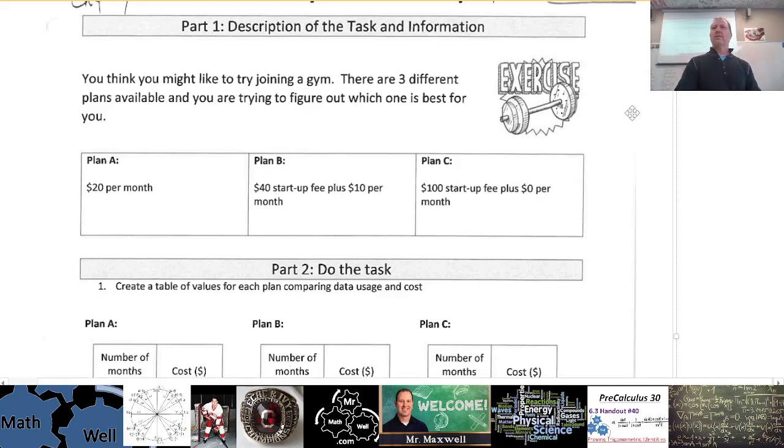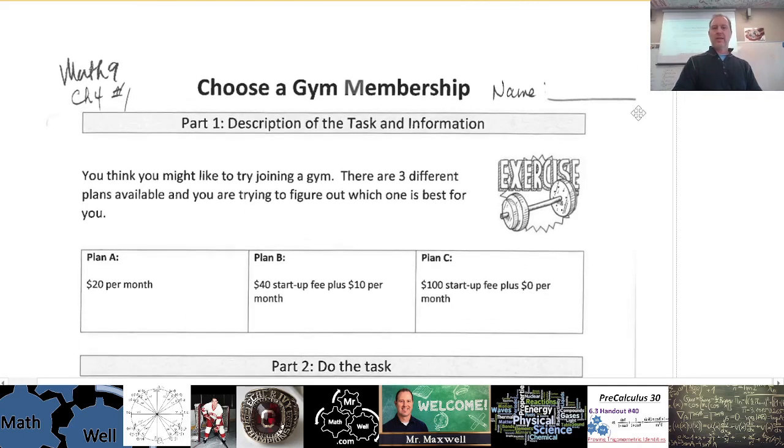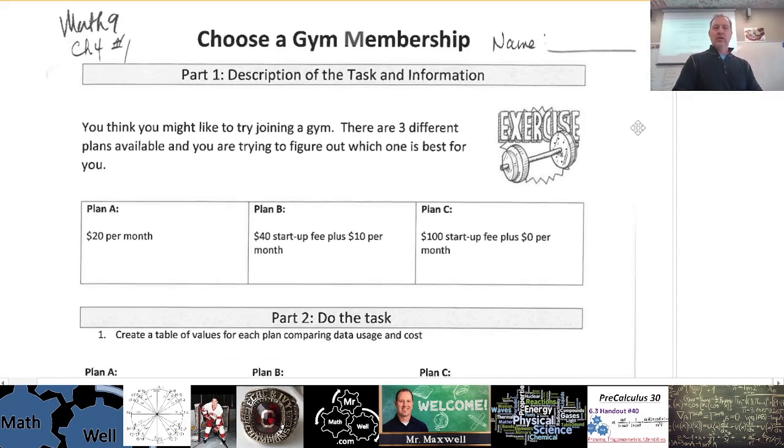So there are different kinds of memberships. There are different memberships that cost different amounts of money, and there's details that you might want to consider as you choose between memberships of different gyms. So this is the kind of thing that you'll be faced with maybe one day when you want to do this. There are 3 different plans available, and you're trying to figure out which one is best for you.